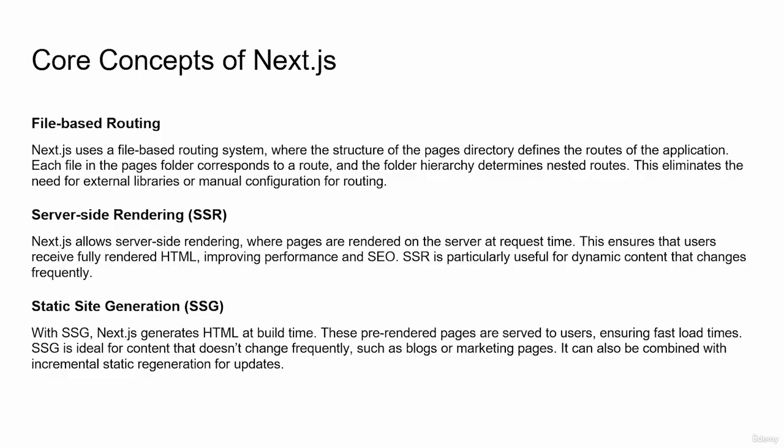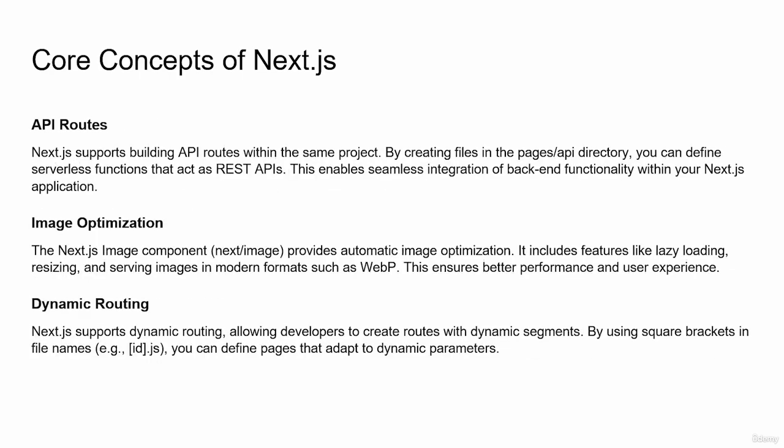Now let's understand other concepts. Another important concept is API routes. Next.js supports building API routes within the same project by creating files in the pages/api directory. You can define serverless functions that act as REST API endpoints to simulate integration or backend functionality within your Next.js application.